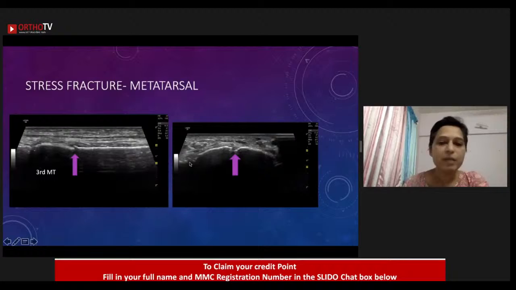These stress fractures can be diagnosed very nicely. This patient presented to us with pain on the dorsal aspect of the foot. The X-rays look all right, but on ultrasound, this is the third metatarsal. This is the long axis view, and there is a breach or break in the continuity of the cortex. Here is the break, which is suggestive of a stress fracture.